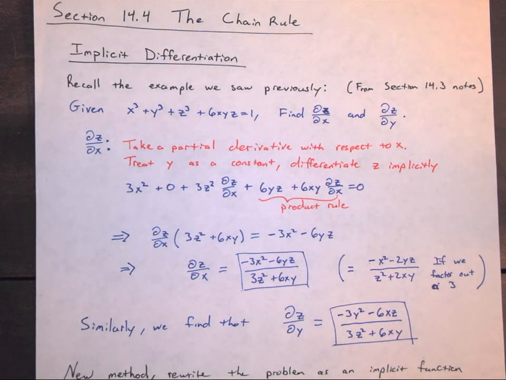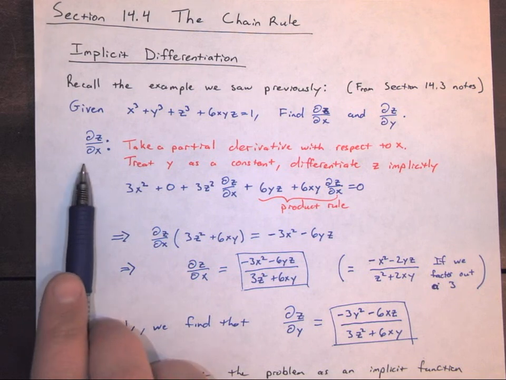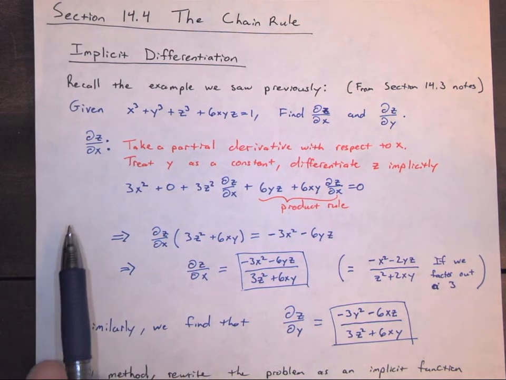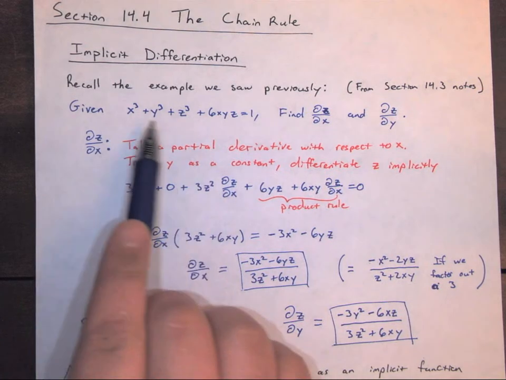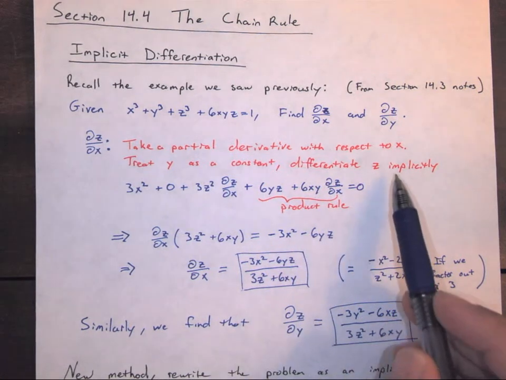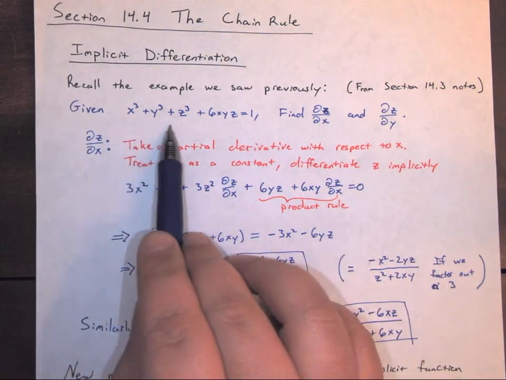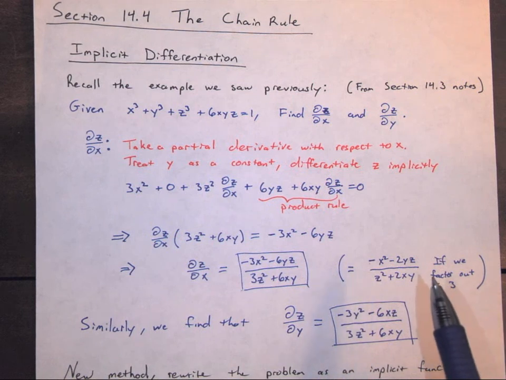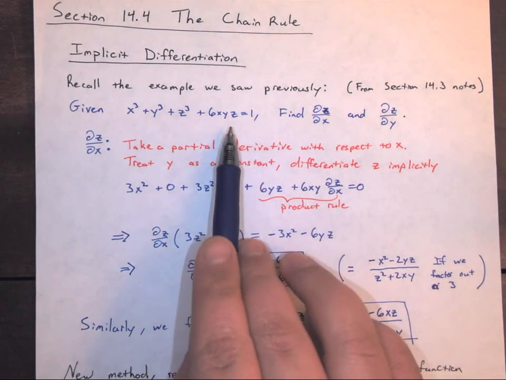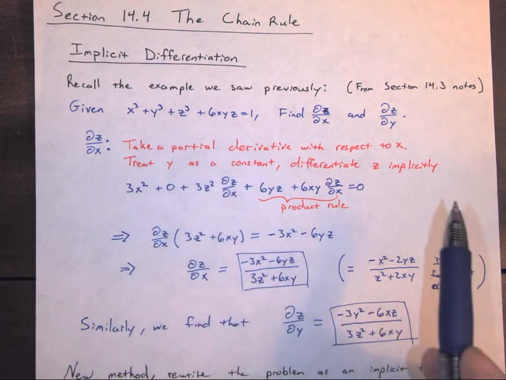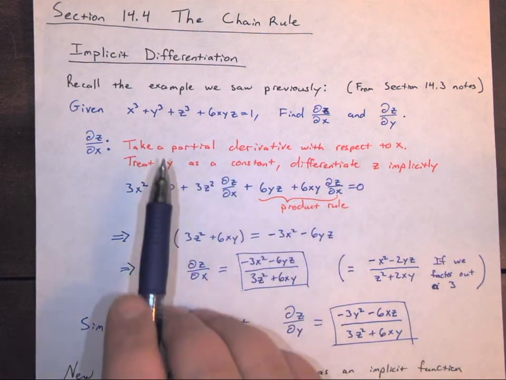So what we did in class, if I want to find, for instance, the partial derivative of z with respect to x, where we don't have z equal to an expression, it's integrated into the expression, we're going to take the partial derivative with respect to x of this entire expression. Whenever we come to a y, it's going to be treated as a constant. Whenever we come to a z, we're going to differentiate implicitly.